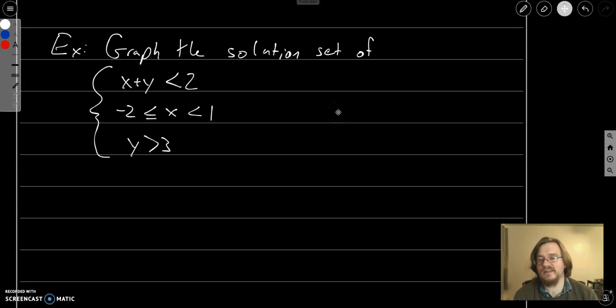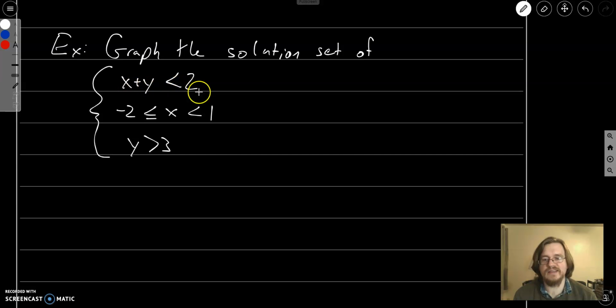Hello and welcome back. Let's look at one final system of inequalities in section 5.5. We've got three inequalities: x plus y is less than 2, negative 2 is less than or equal to x, which is also less than 1, and y is less than 3. So let's just go in order and graph each of these.